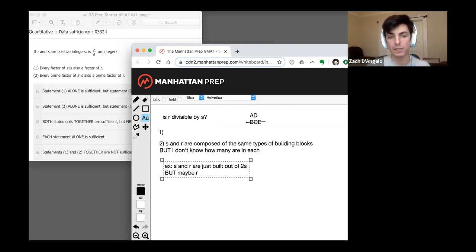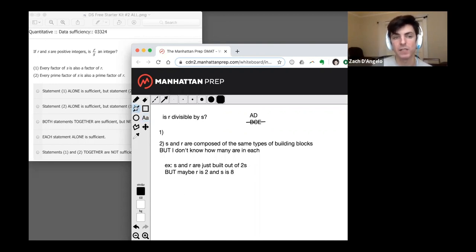But maybe R is 2 and S is 8. That obeys the statement. They're both built out of 2s, but in that case, R is not divisible by S. But we could flip those around, and maybe R is 8 and S is 2, in which case it is. So just knowing that they're built out of the same building blocks doesn't tell us about divisibility, because the denominator could have a lot more of those building blocks than the other. So that tells me statement 2 on its own is not sufficient. And so the answer is A.